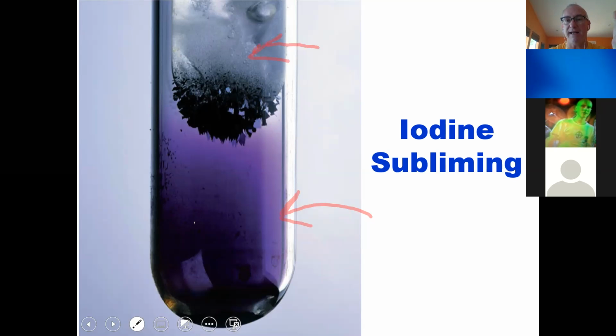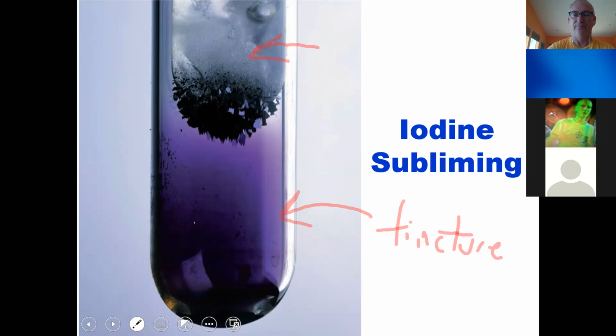But when we buy iodine in a drugstore, it comes as a liquid. Why is it a liquid? Well, because it's dissolved in ethanol. That's what you're buying, iodine dissolved in ethanol, and that's called a tincture. Tincture of iodine is solid iodine dissolved in a liquid solvent. Okay.